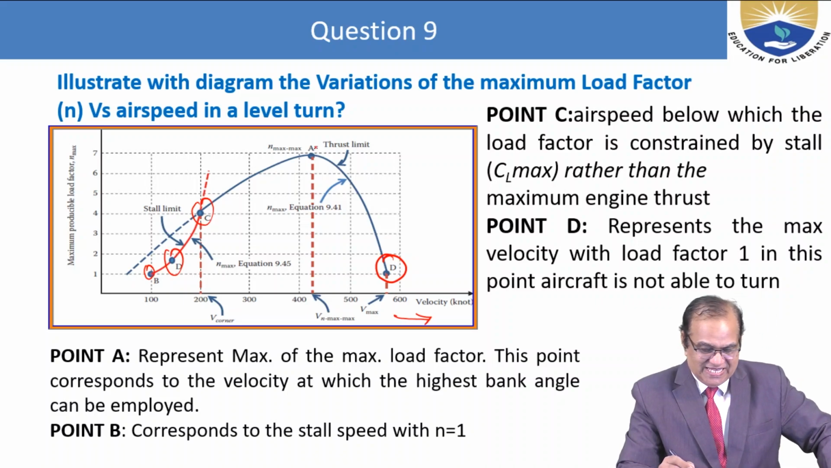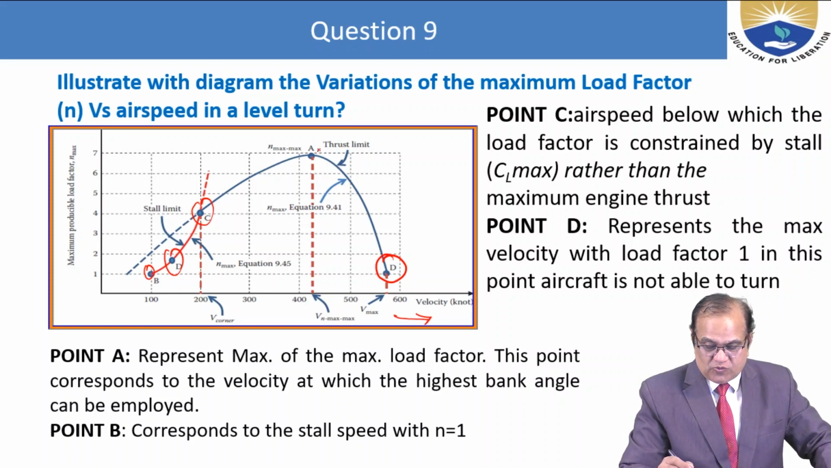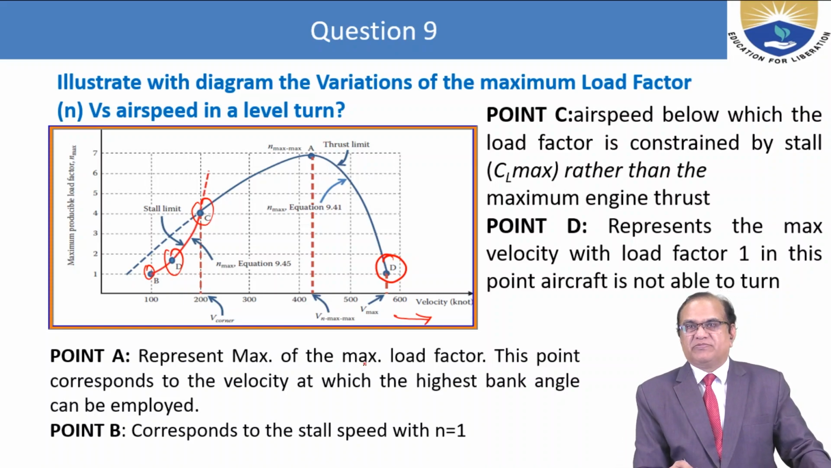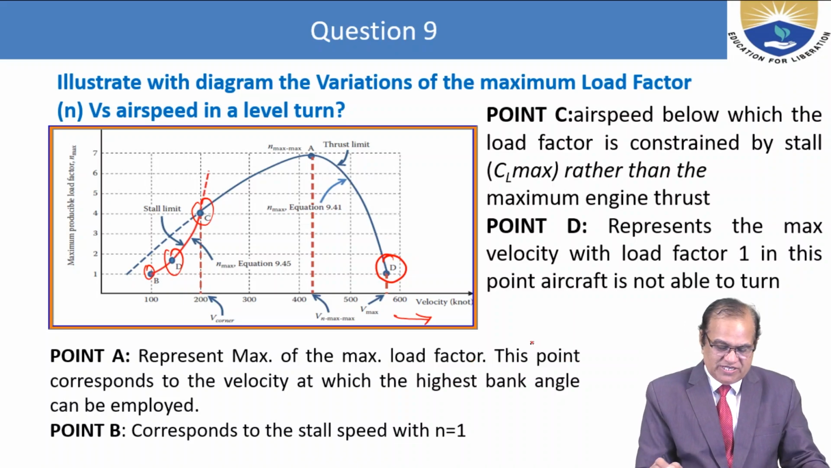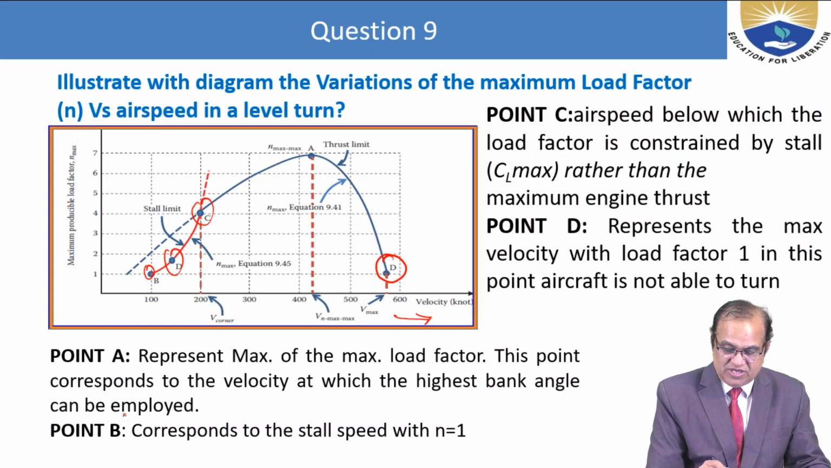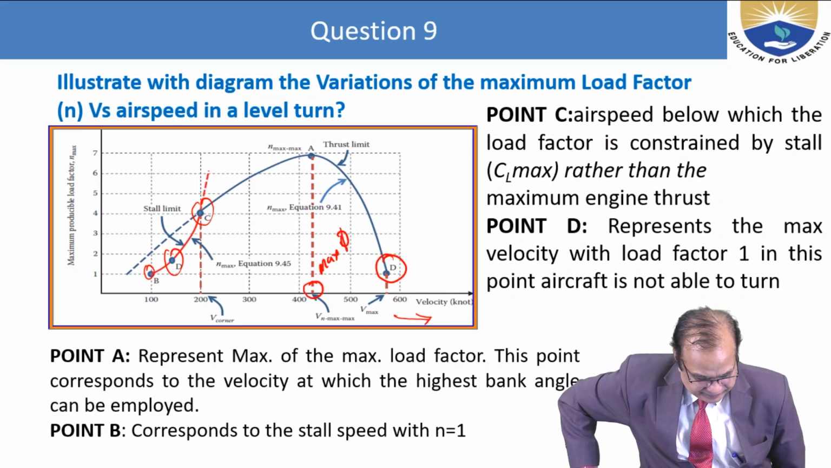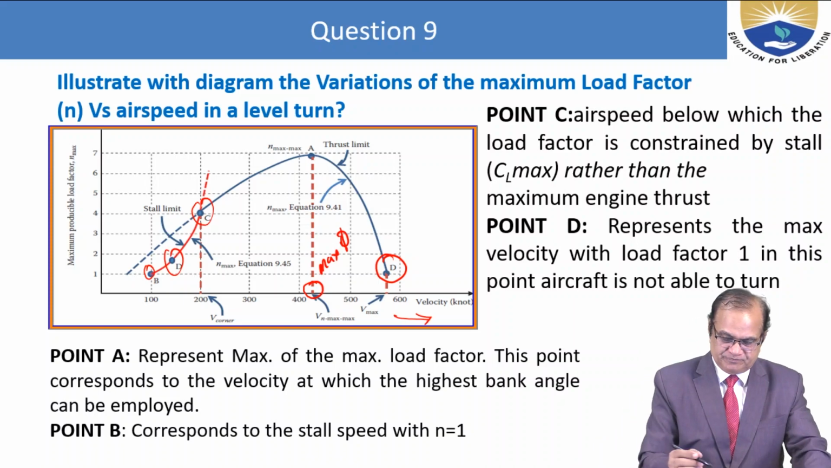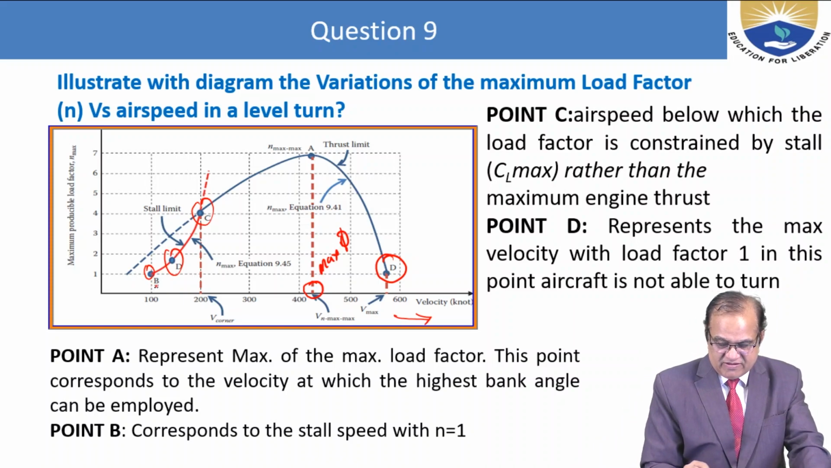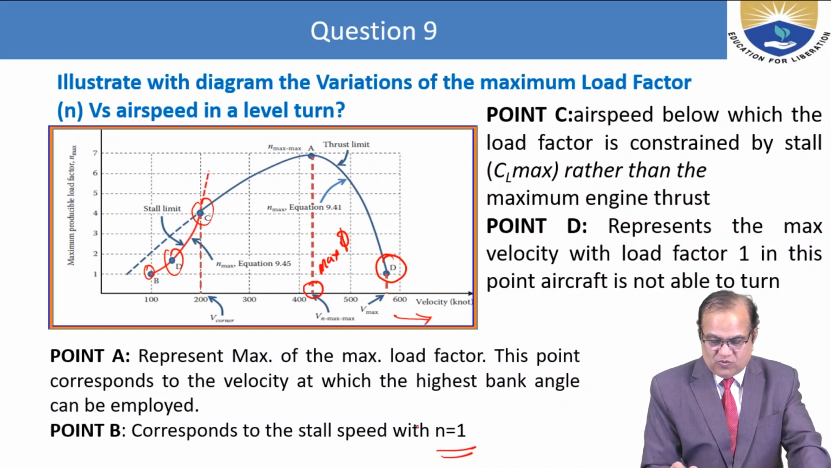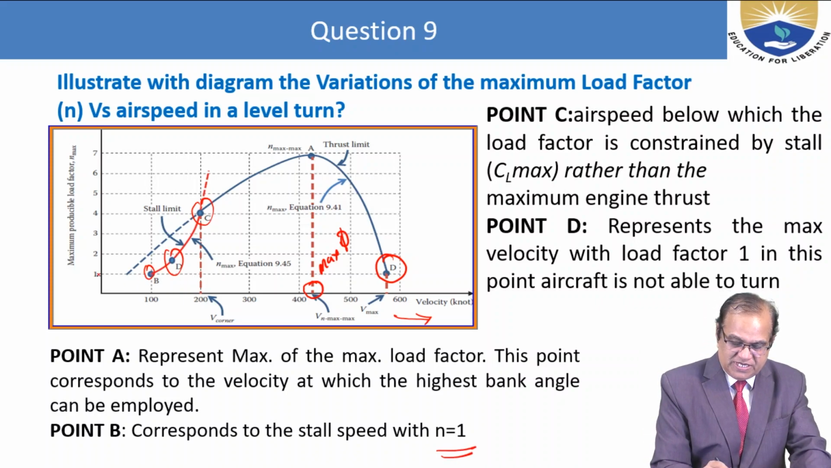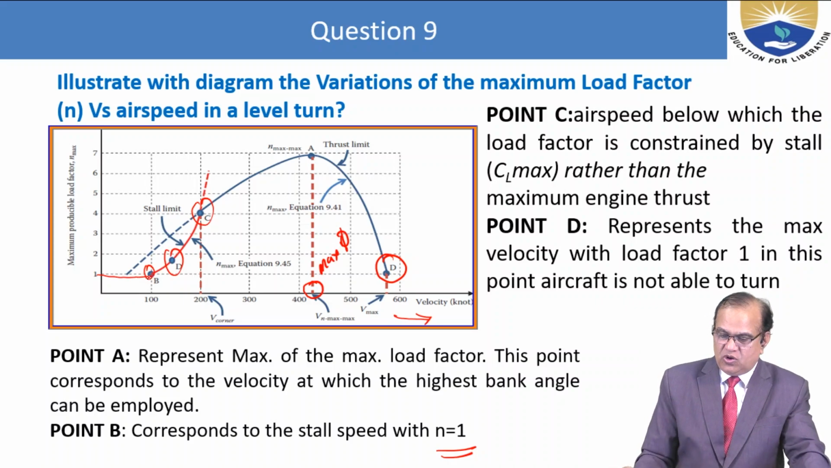So what is the point A here? Point A is the maximum load factor, representing the maximum of the maximum load factor. This point corresponds to the velocity at which the highest bank angle can be obtained. So this is the velocity where the maximum or highest bank angle phi can be obtained. Point B corresponds to the stall speed with n equal to 1. So this is the stall speed at n equal to 1.